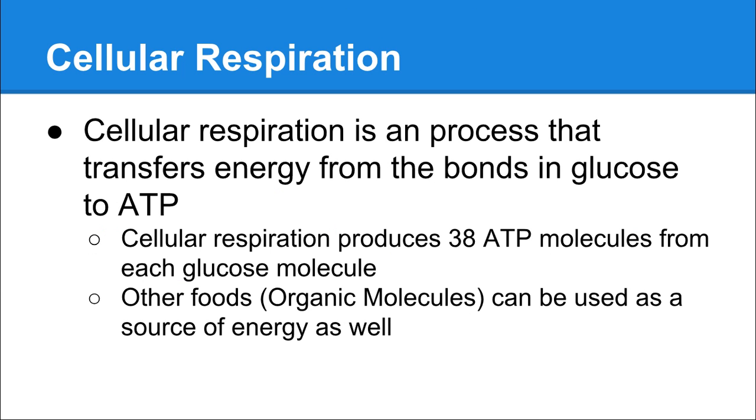Cellular respiration is a process that transfers energy from the bonds in glucose to ATP. ATP is our usable energy form. Cellular respiration produces 38 ATP molecules from each glucose molecule. Other foods, organic molecules, can be used as a source of energy as well.